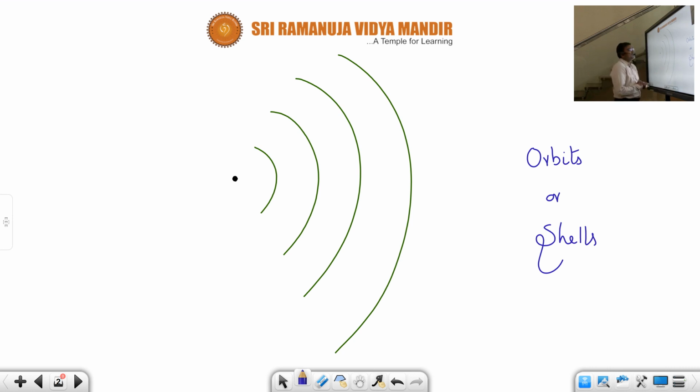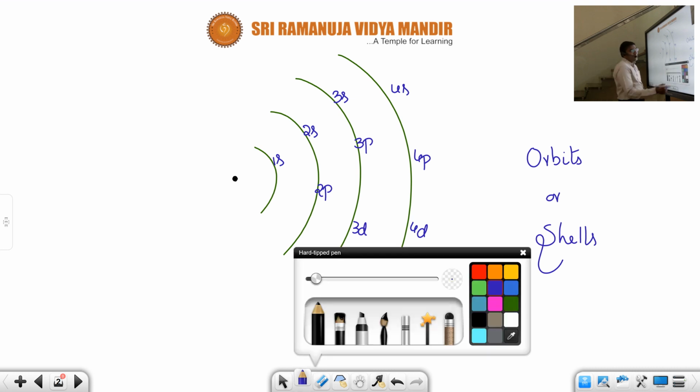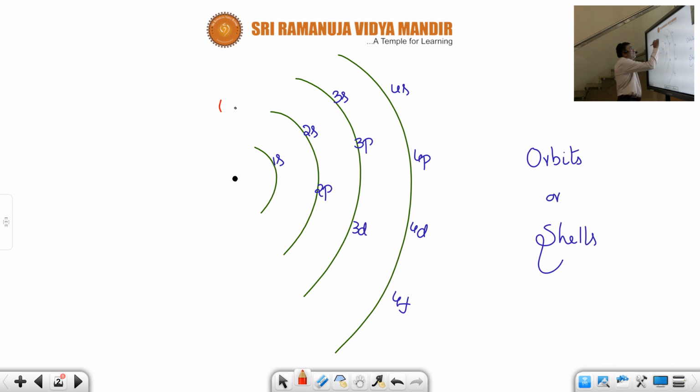In these orbits, there exist orbitals. So, for example, this is 1s orbital, this is 2s orbital, 2p orbital, similarly 3s, 3p, 3d, 4s, 4p, 4d, 4f, and so on. So these are called orbitals. An orbital is an electron residence. This is an orbit, right? So this is what you have learnt in the last session.